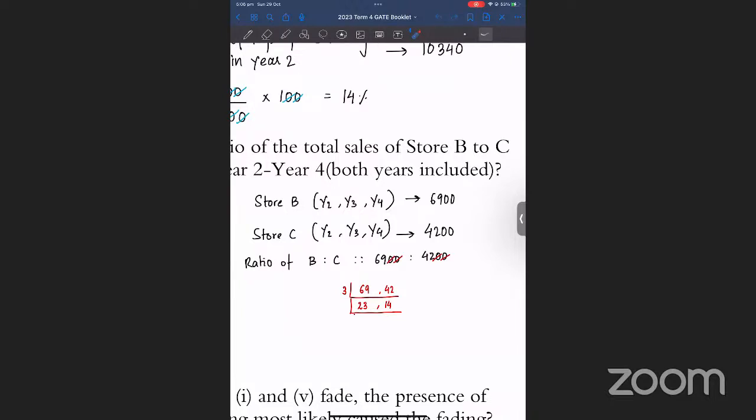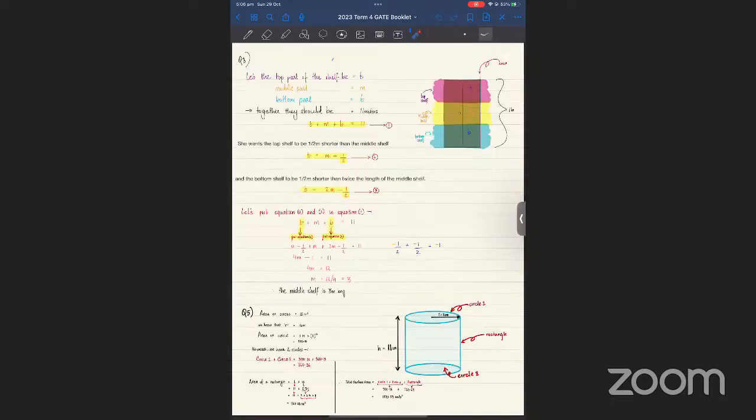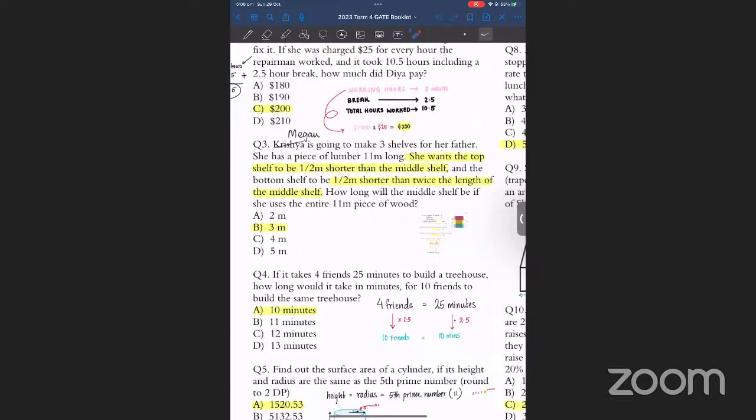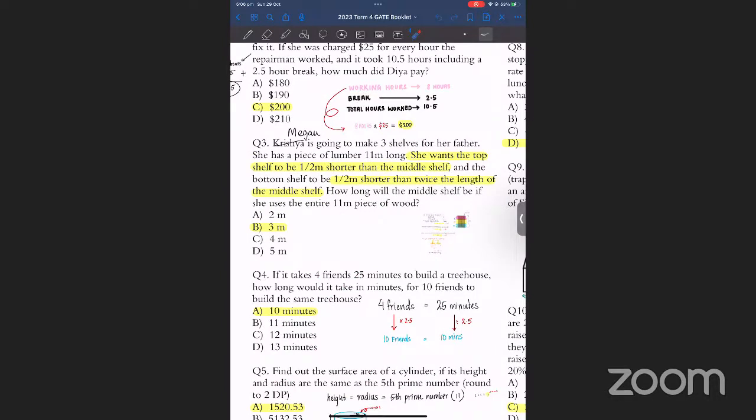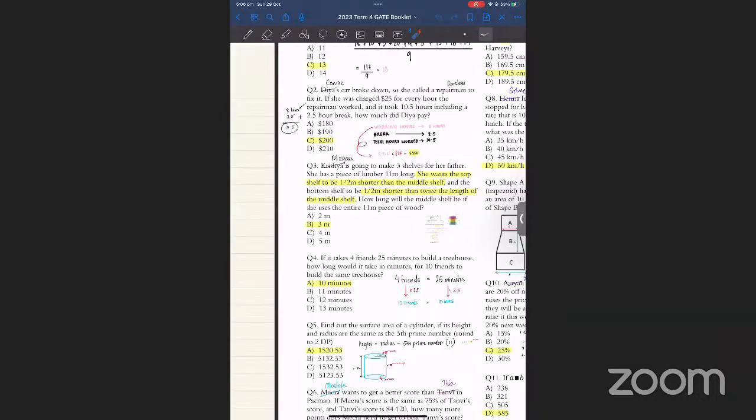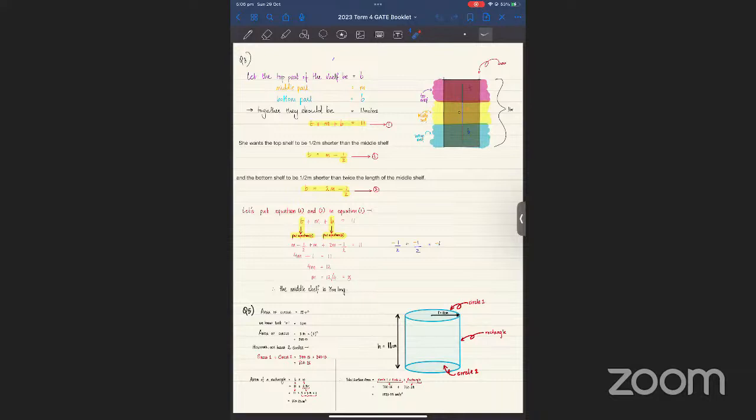All right, Yug, question number 3. Let's take a look. Krisha is going to make 3 shelves for her father. She has a piece of lumber 11 meters long. She wants the top shelf to be half a meter shorter than the middle shelf, and the bottom shelf to be half a meter shorter than twice the length of the middle shelf. So how do you solve this? There is this set of working out. Let's take a look how this works.